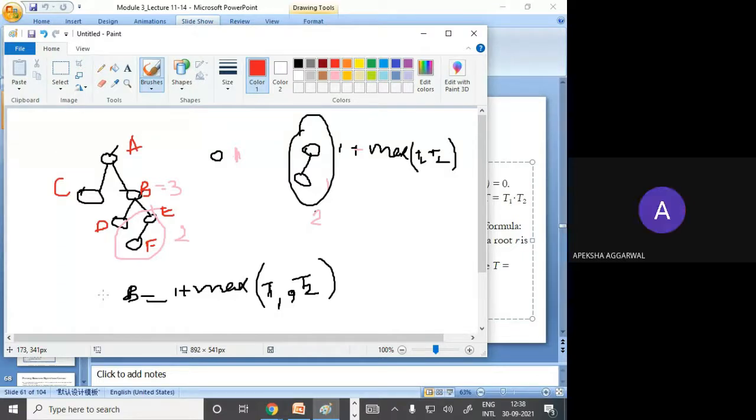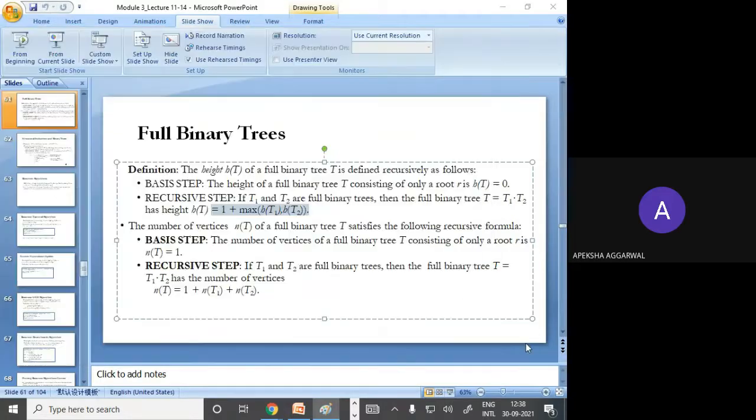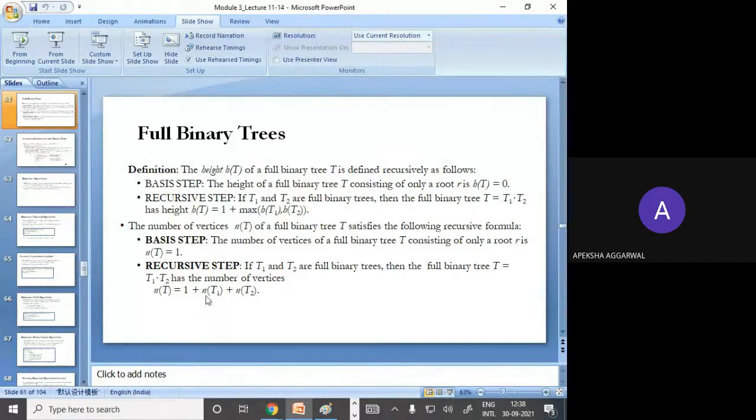Okay. So the height of T1 is 1 and T2 is 2. So max of 1 and 2 is 2. So 1 plus 2 is 3. So the height of B is 3. Similarly, the height of A is 4. Okay. So this is the recursive definition that is given over here. 1 plus the max of the heights of the left subtree and right subtree.